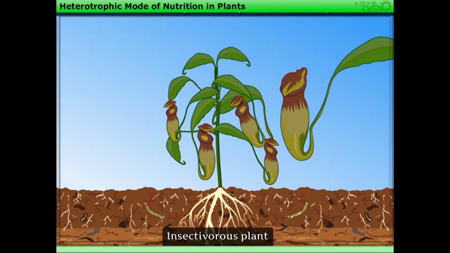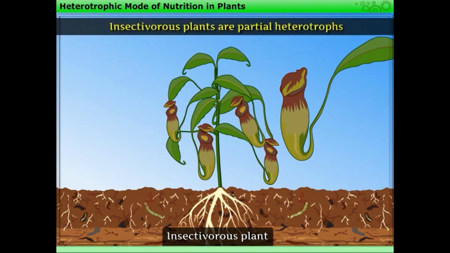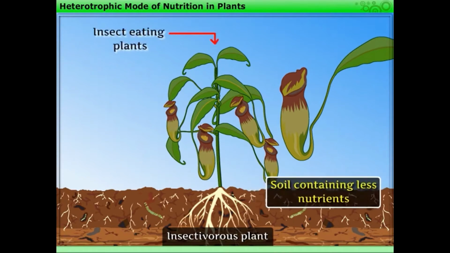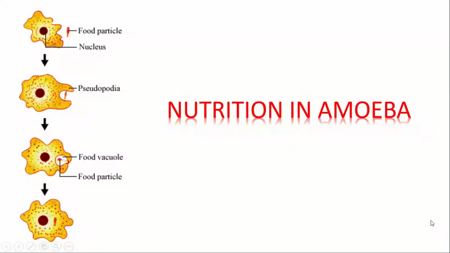Thus, insectivorous plants are partially heterotrophs. These plants, also called insect-eating plants, grow in soil which has fewer nutrients. So, they feed on animals like insects to fulfill their nutrient requirement. So, this is about the heterotrophic mode of nutrition in plants.